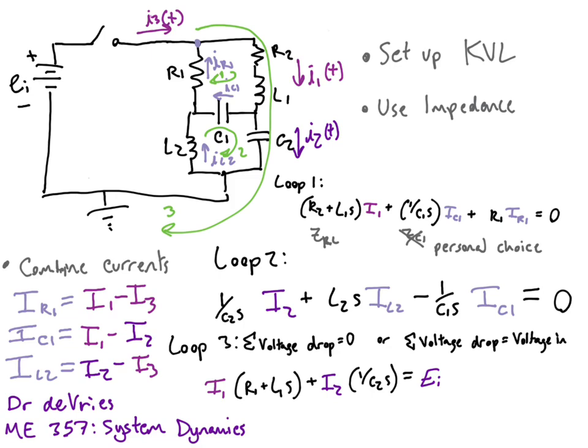We're just going to keep going through. Okay, if we use impedances, we have been doing that because we have L1S and 1 over CS for each one. We could also combine R2 plus L1S into an impedance Z. I call it ZRL. It's optional. You can use your personal choice for how much you want to incorporate that. And then we can combine currents.